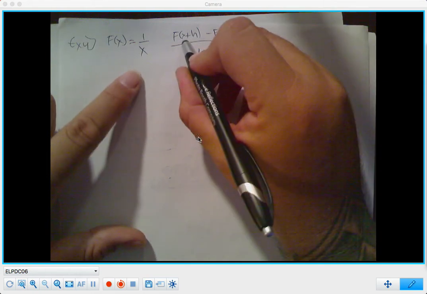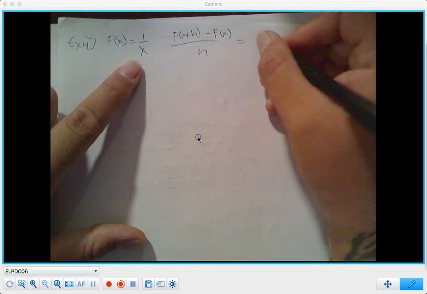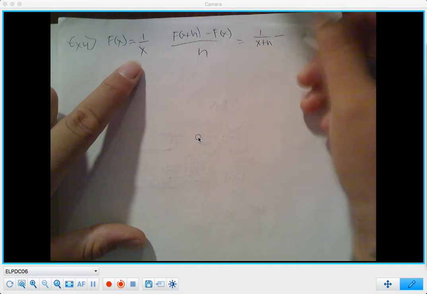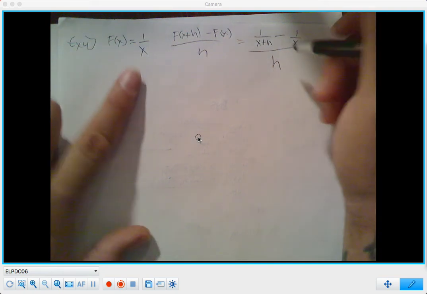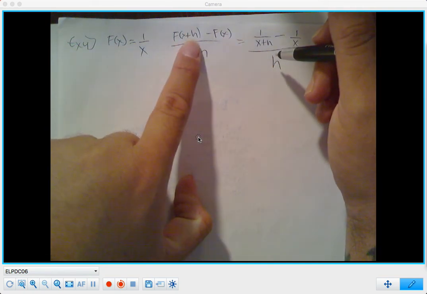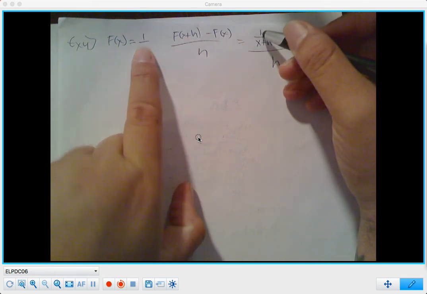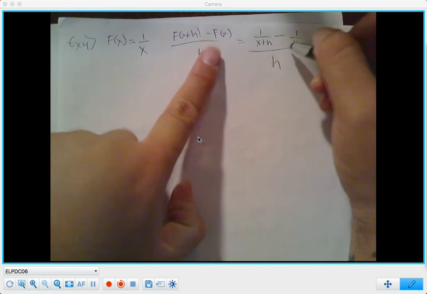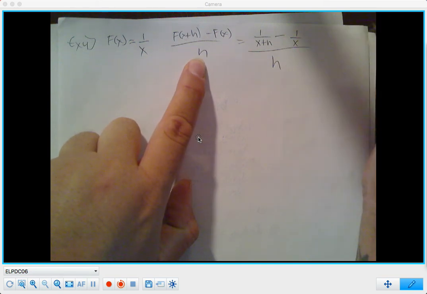Instead of your x, you're going to plug in this. So this becomes 1 over x plus h, and then minus 1 over x, all over h. Remember, f of x plus h means plug in x plus h in your x. So I have a 1, instead of x I plug in x plus h, minus, instead of f of x I'm going to write 1 over x, and I have an h on the bottom. The formula has the h.